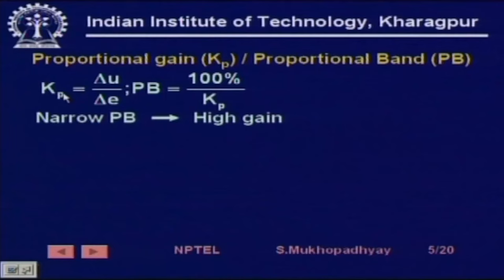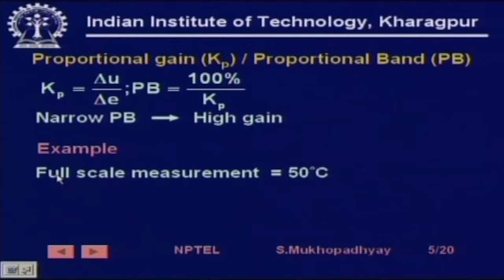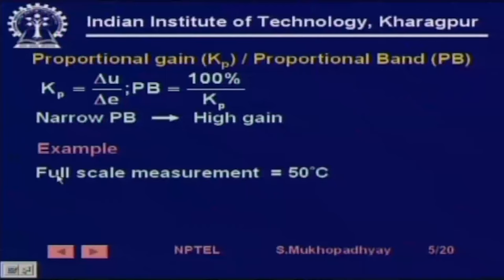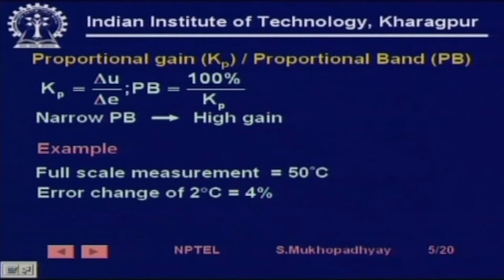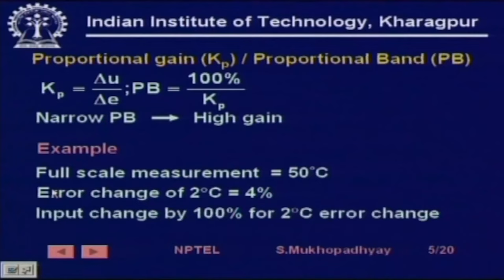So let's look at an example. Suppose we are talking about a temperature control loop where the full scale measurement is 50 degrees centigrade. Suppose an error of 2 degrees centigrade, which is 4% of 50 degrees centigrade, causes an input change of 100%. So maybe there is a heater whose output will change from 0 watts to 5000 watts or 1000 watts or whatever. So if the error changes by 2 degrees centigrade, then the heater output will change from 0% to 100%.